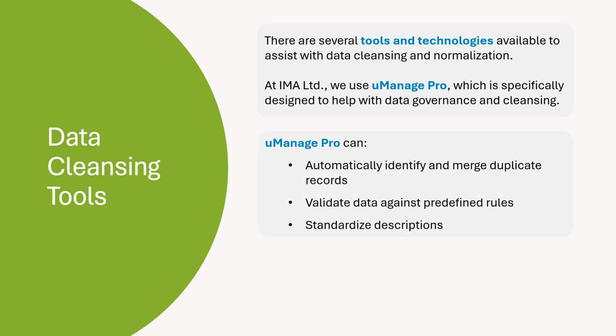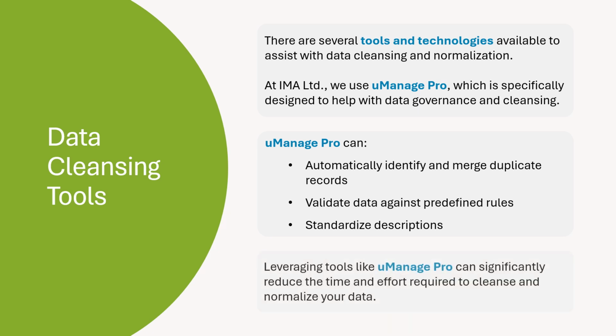For example, UManage Pro can automatically identify and merge duplicate records, validate data against predefined rules, and standardize descriptions. By leveraging tools like UManage Pro, you can significantly reduce the time and effort required to cleanse and normalize your data, while also improving its accuracy and consistency. In summary, data cleansing and normalization are essential processes for maintaining high-quality MRO master data. By regularly cleansing and normalizing your data, you can ensure that it remains accurate, consistent, and aligned with your organization's needs.